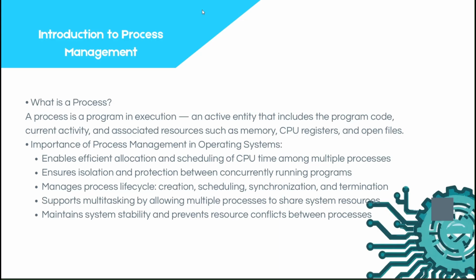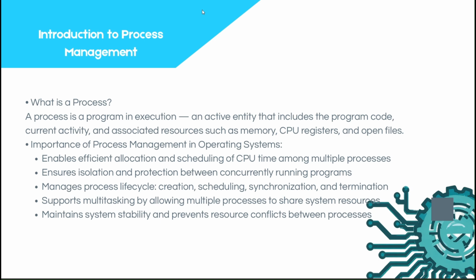Introduction to process management. Before understanding context switching, we first need to understand what a process is. In simple words, a process is a program that is currently running or executing. Whenever we install software on our computers such as Google Chrome, Microsoft Word, VLC Media Player, or Adobe Photoshop, these are simply programs stored on a hard disk. They become processes only when we open and execute them.